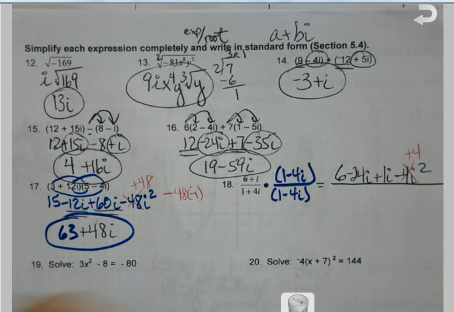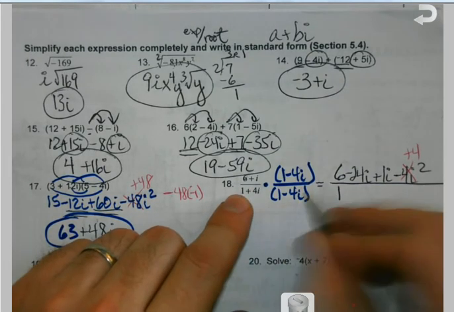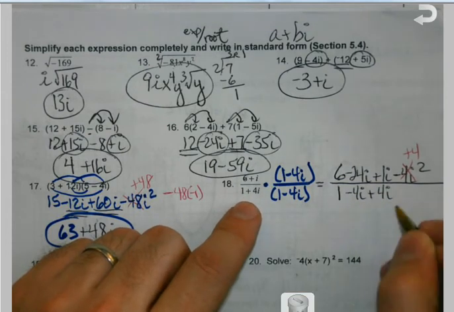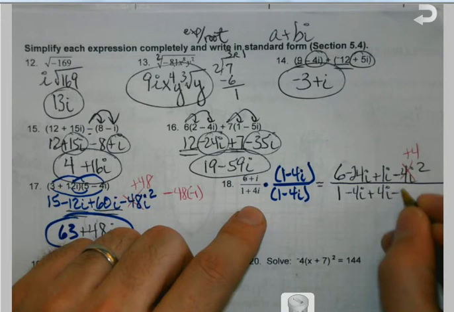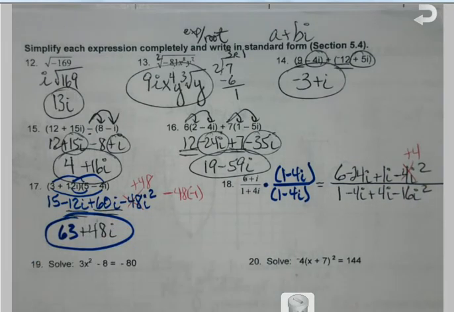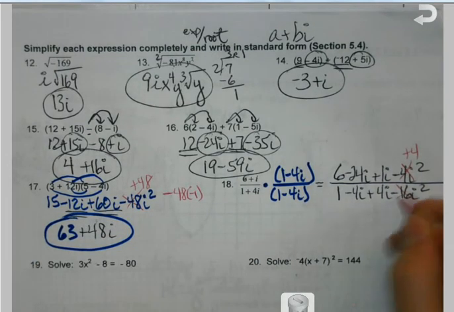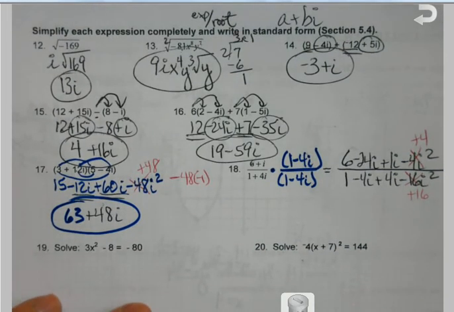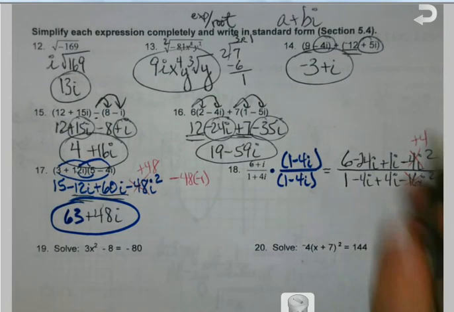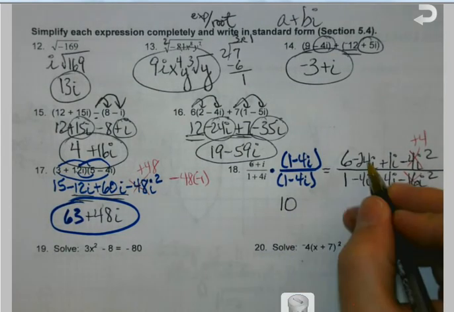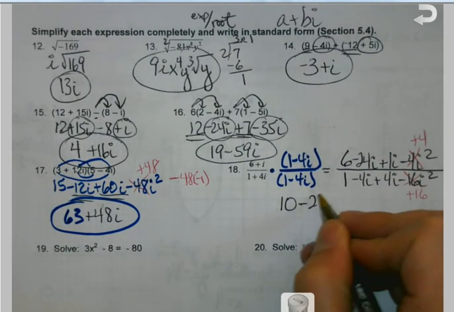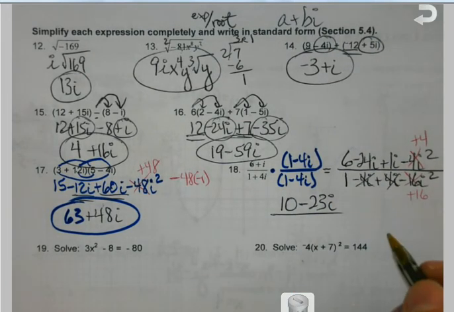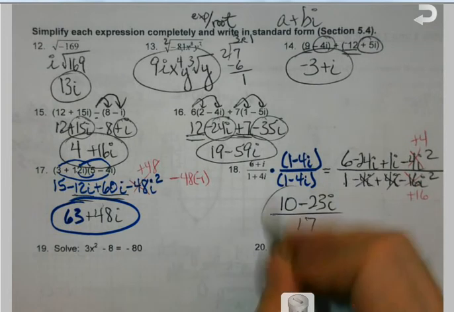In the denominator, same deal. 1, got a minus 4i, a plus 4i, and a minus 16i squared, which again is just going to change signs. So let's see. 6 plus 4 is 10. Negative 24 plus 1 is negative 23i. The i's down here cancel, and that's a good thing, so I'm not supposed to have any left down there. And 1 plus 16 is 17.